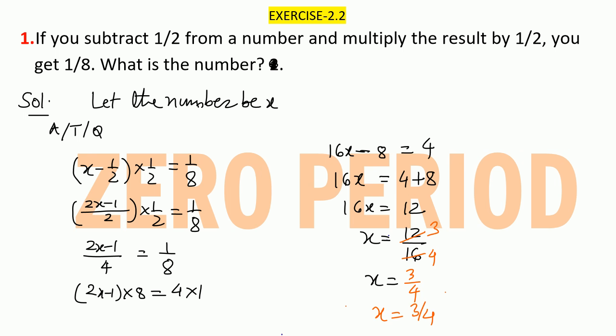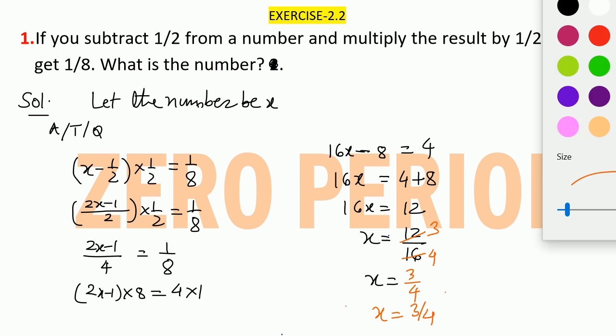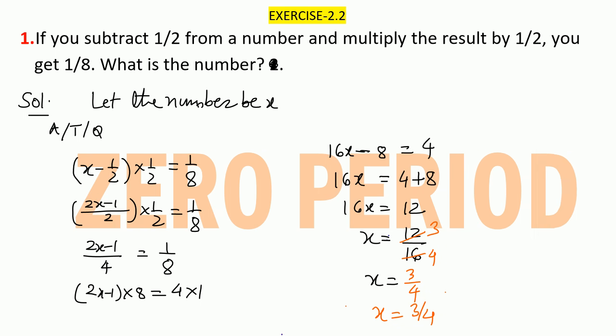So at the end of the question, you need to write your answer statement. Answer: the desired number is 3 by 4. So this is the complete solution of question number 1. Let us move to question number 2.